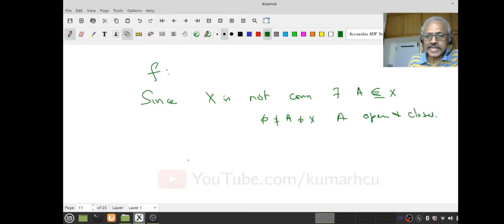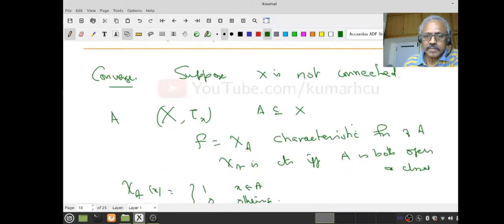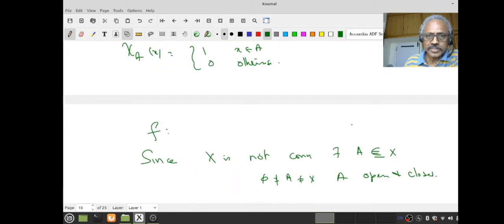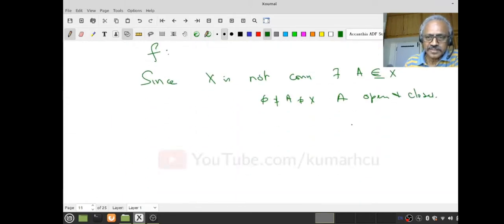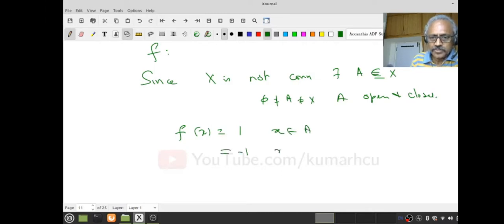Therefore, if I take the characteristic function of A, it's a function from where to where? From (X, tau_X) to R. What values does it take? 0 and 1, but the subspace topology on {0, 1} is discrete. If you don't like it, I can simply modify. What will I do? I'll define f(x) equal to 1 if x is in A, and equal to minus 1 if x is not in A. Then f is continuous.